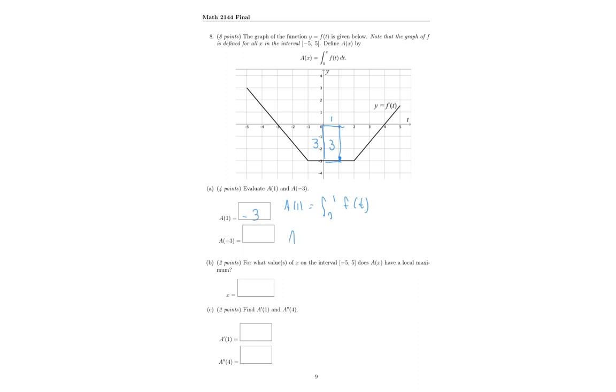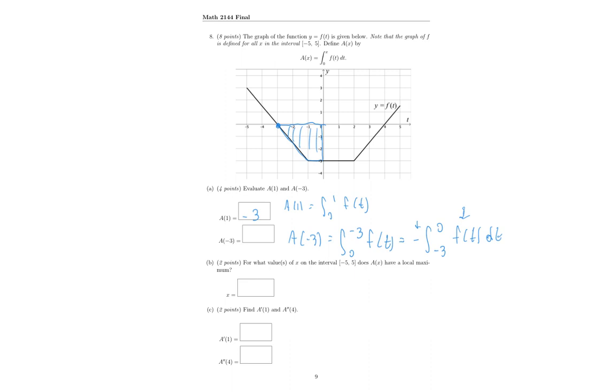Okay, what does A of minus 3 mean? Well, it's the area from 0 to minus 3 of f of t. If I draw this on our graph, it's going to be from 0 to negative 3, so we're trying to find this area. Note, because we're starting from the right and going left, this is the negative of the area from minus 3 to 0 of f of t. So I'll treat it like the first area, and then we'll have to make sure we put on that negative.